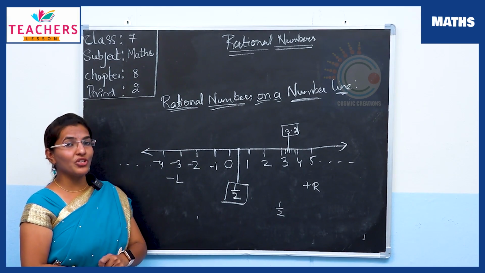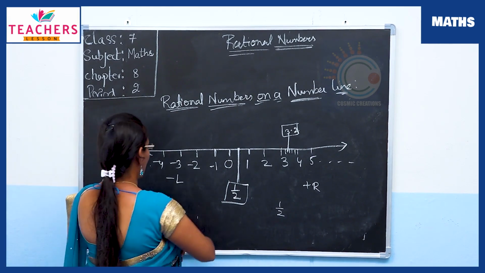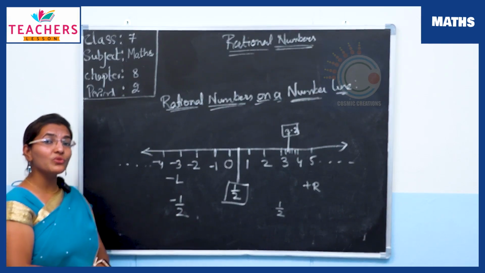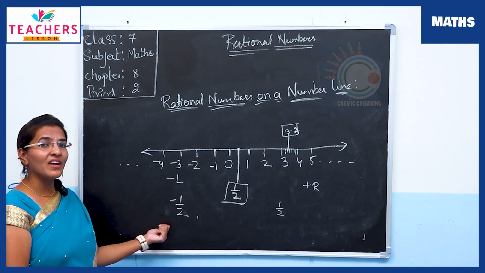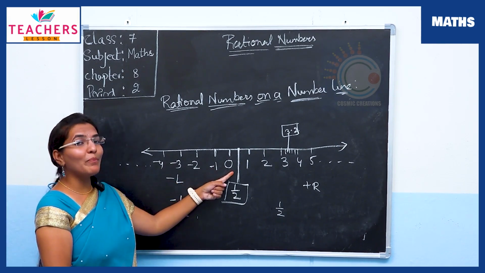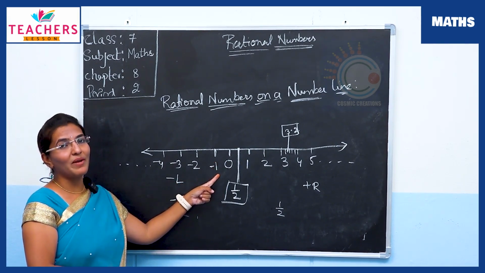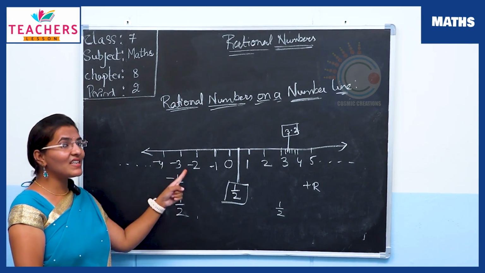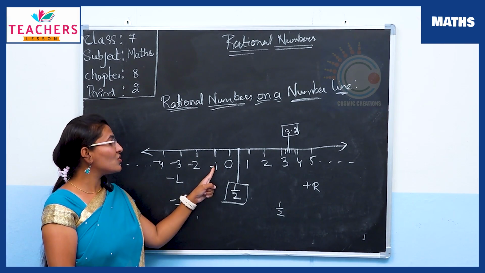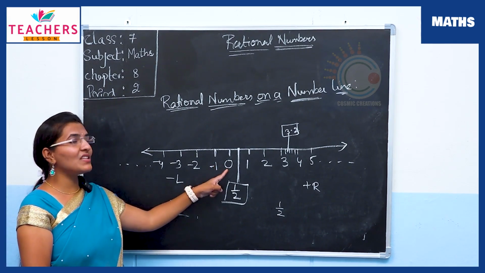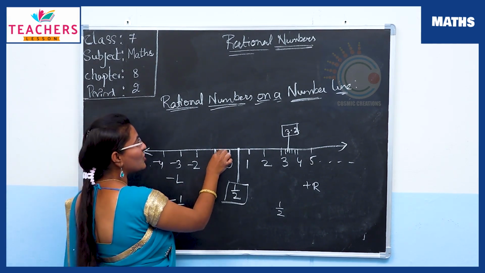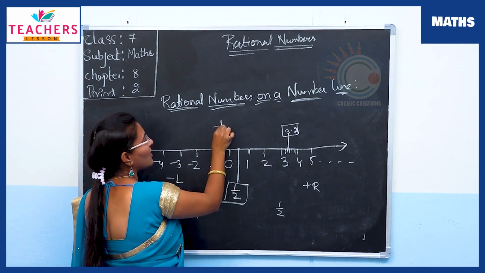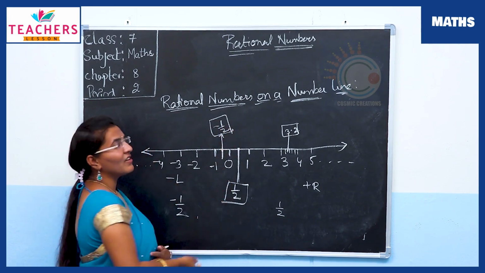Now I am going to give you another number, minus 1 by 2. Where are you going to denote this minus 1 by 2 on the number line? Exactly, it will be in between 0 and minus 1, right? This minus 1 by 2 is greater than minus 1, so obviously it will be between 0 and minus 1. Exactly in between 0 and minus 1, you are going to denote minus 1 by 2.